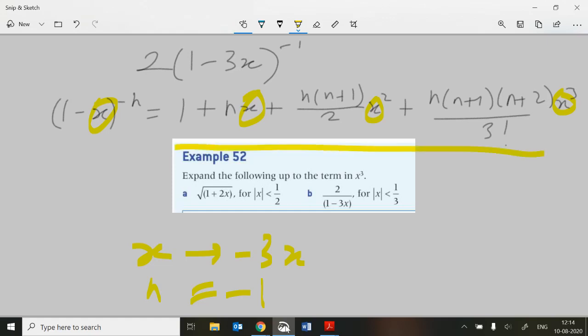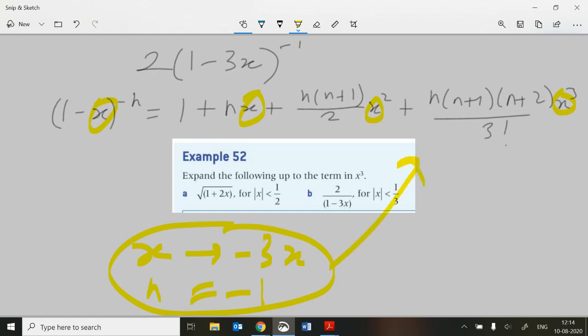And then when we've got all of our terms, we then need to remember that the whole of this thing is going to be times by 2 as well. So once you've substituted these things into here, that's going to be giving you 1 minus 3x to the power of minus 1. But then in order to get the answer to 2 lots of that, you will need to double everything.